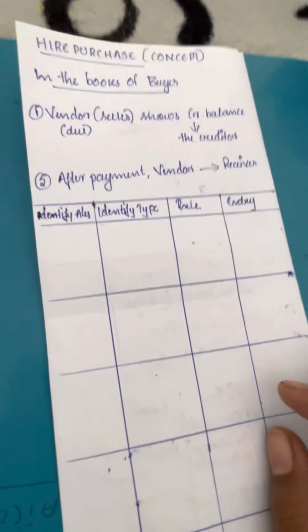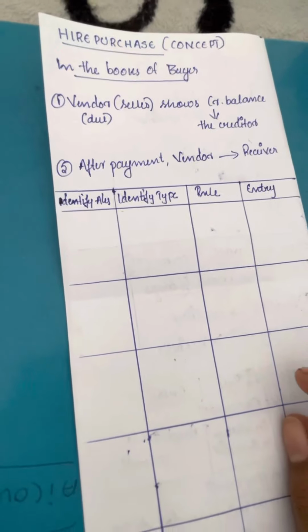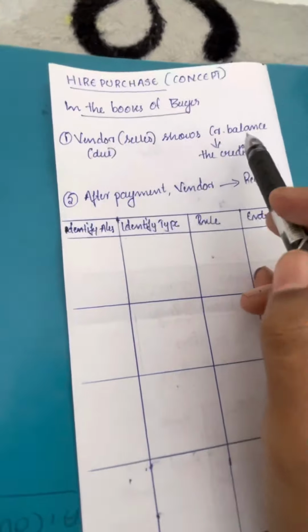Hi friends, we are going to talk about the hire purchase concept. Before going to journal entries in the books of the buyer, there are two rules we must know.